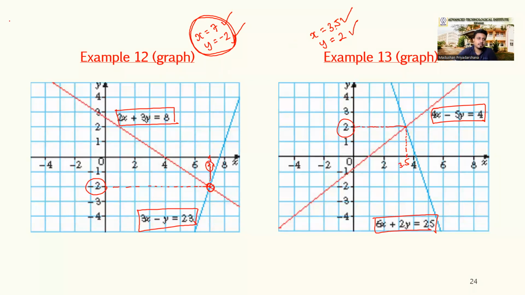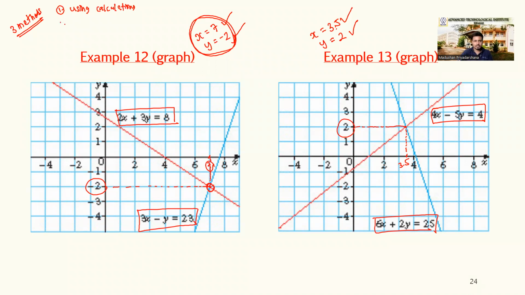So there are 3 methods to solve simultaneous equations. What is the first one? Using calculation, right? We follow the procedure, make the absolute value of one variable equal, eliminate it, and solve the simultaneous equations through calculations. That is the first method.